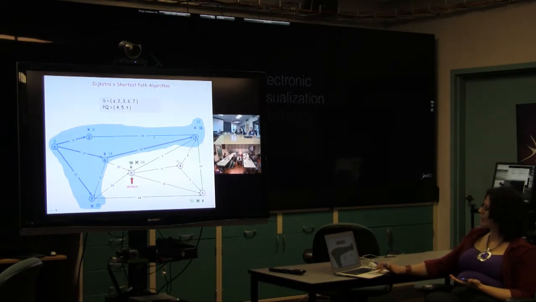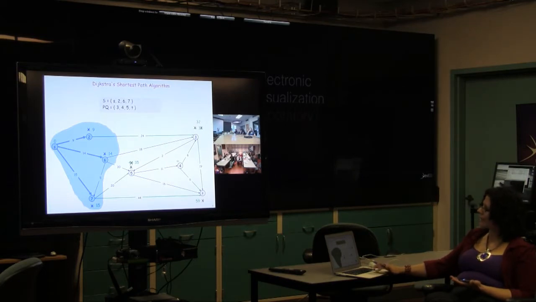Because there is a particular property, so it keeps this kind of blue region. And what is significant about this blue region is that the length of the path from S to every vertex in that blue region is in fact the true shortest path. And it maintains this invariant at every step of the algorithm. The way it extends this blue region guarantees, provably, you can prove it mathematically, that whatever vertex you add to it is guaranteed to have the shortest path from S.